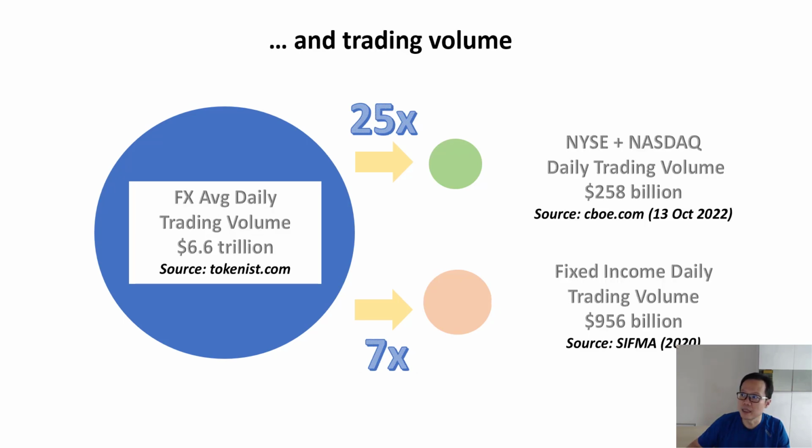All right. And in terms of trading volume, FX is also firmly at the top. So according to various internet sources, the average daily trading volume of FX is about 6.6 trillion a day. That is 25 times the value of the securities traded in both New York Stock Exchange and Nasdaq added together. And it is also 7 times the daily average volume of the global fixed income markets.